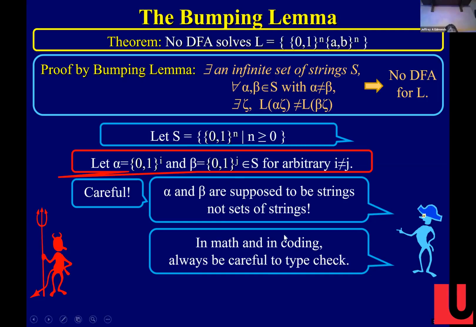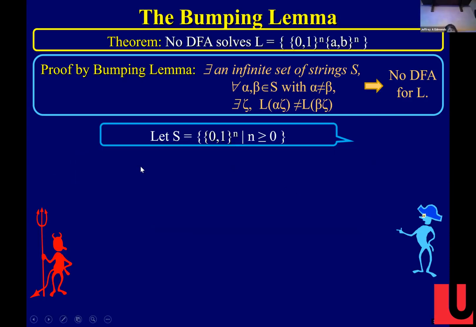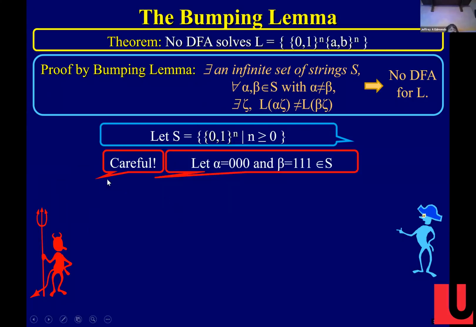So when you're doing math and you're doing coding, make sure you do a type check. Alpha is a string, and this is a set of strings. So that's bad, so don't do that. The adversary can give me any 2 strings, as long as they're strings of zeros and ones. So alpha is going to be 3 zeros, and beta is going to be 3 ones. Are those distinguished?